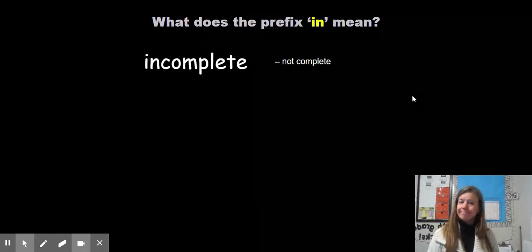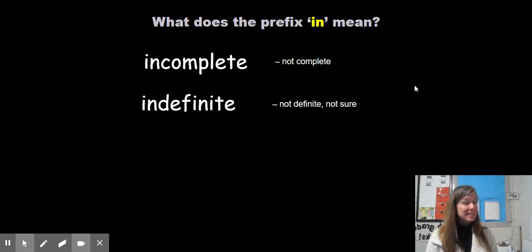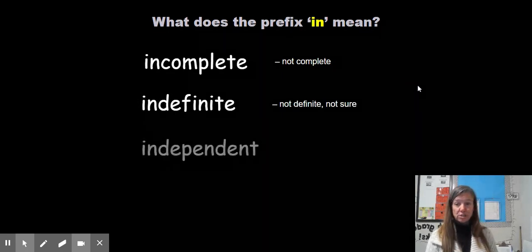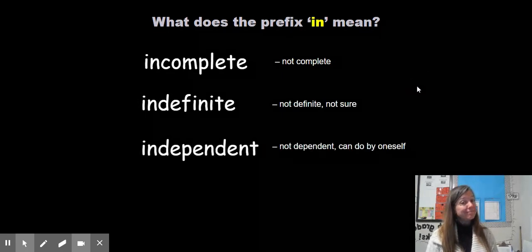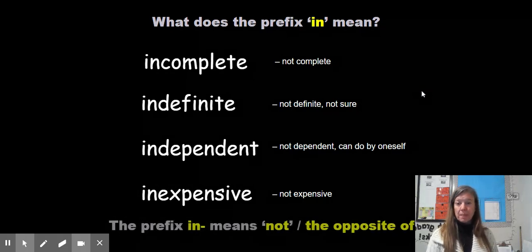Incomplete, not complete or unfinished. Indefinite, not definite or not sure. Independent, not dependent. I could do it by myself. Inexpensive, not expensive or cheap. So the prefix in means not or the opposite of, just like un.